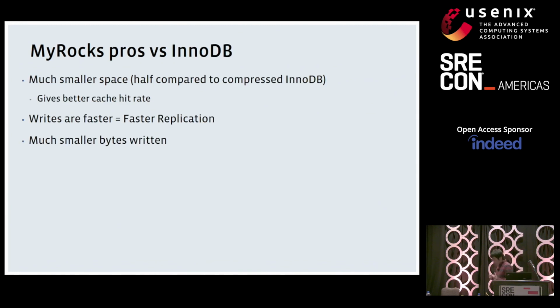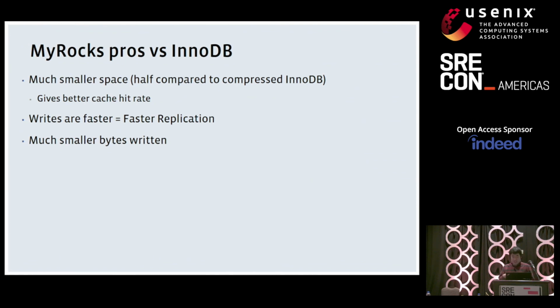There are several advantages and disadvantages in MyRocks. These are the major advantages compared to InnoDB. The biggest one is much smaller space. We used compressed InnoDB databases at Facebook, but even compared to compressed InnoDB, the MyRocks space was about 50%, half of it. If you are using regular uncompressed InnoDB, after MyRocks the space could be 20% or 25%. So you can significantly save space.